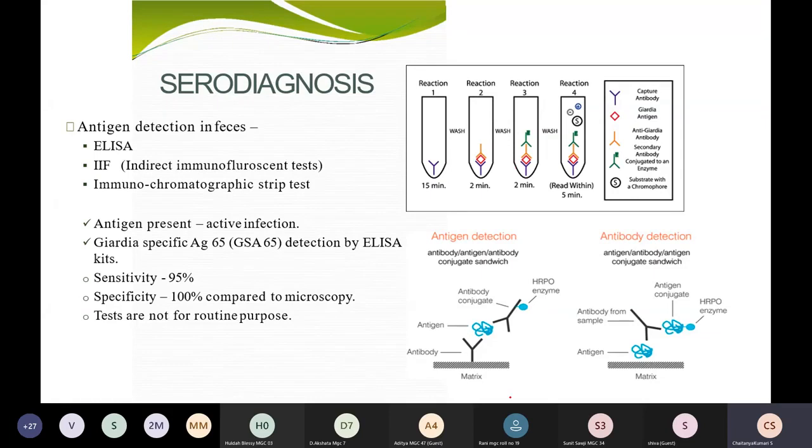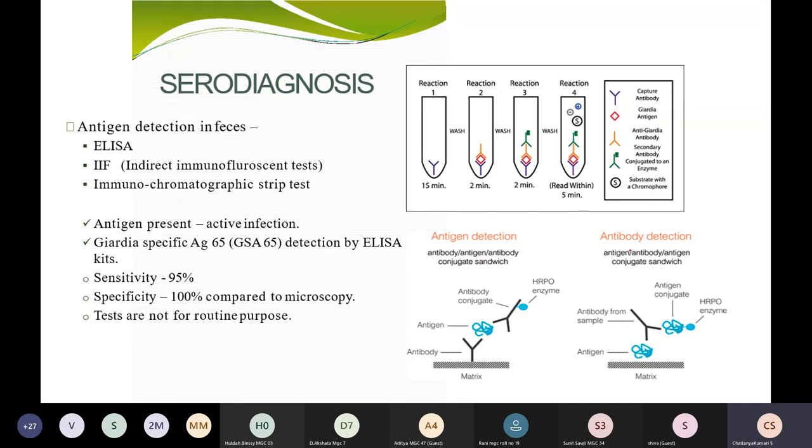Okay, either you can go with the antigen detection or antibody detection. When we are going with the antigen detection, here you can see on the wells or the matrix the antibody has been coated. To this, the antigen, the cyst of Giardia, will be added, and then a secondary antibody will be conjugated or attached to this, to which the enzyme, mostly horseradish peroxidase enzyme, will be added to detect the secondary antibodies. So this is a common detection for the antigen.